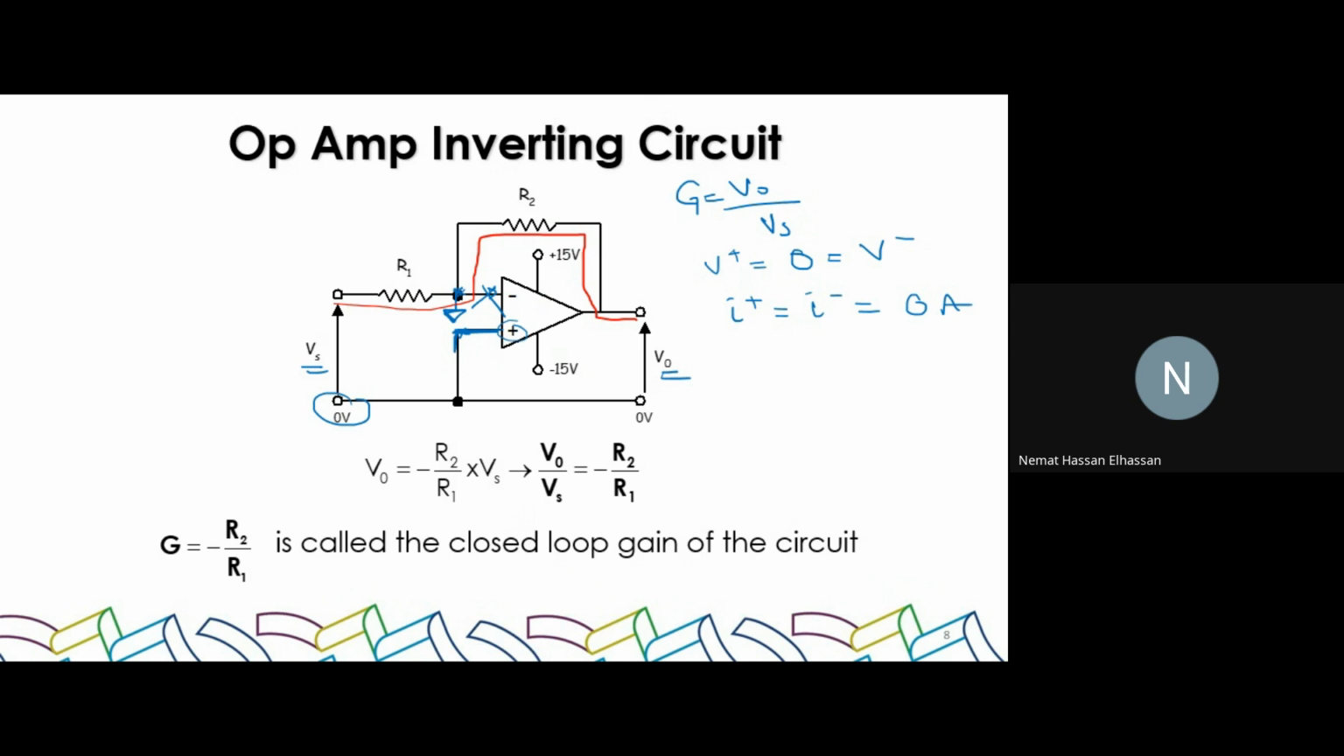Are we following? So let's redraft it. We start at the first point, which is this point. What is the value of the voltage here? No, this is not 0. It's Vs, the input voltage. Okay? So we have Vs, and then we have a resistor R1.